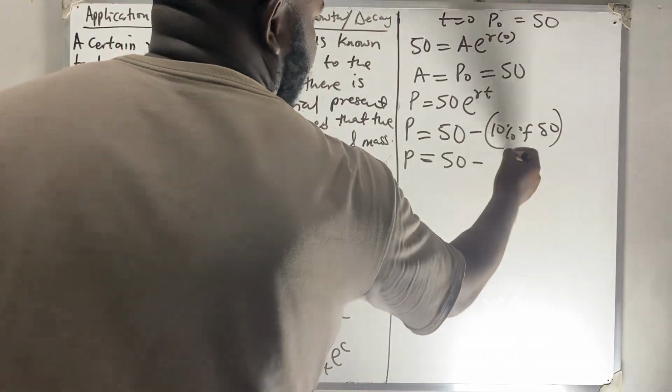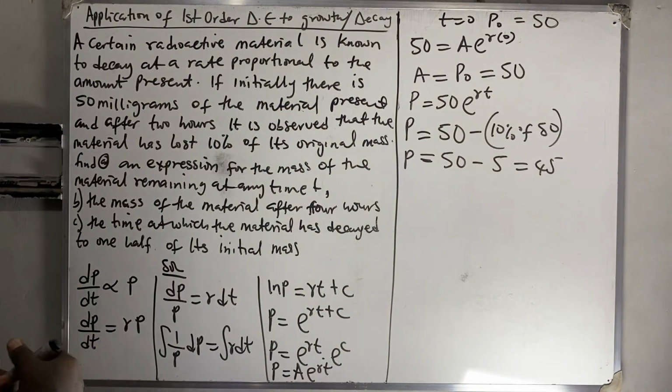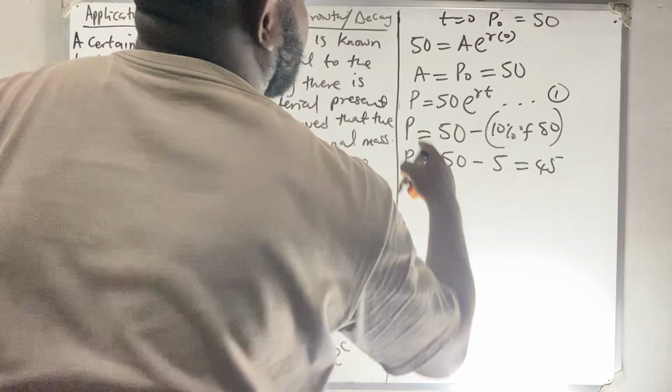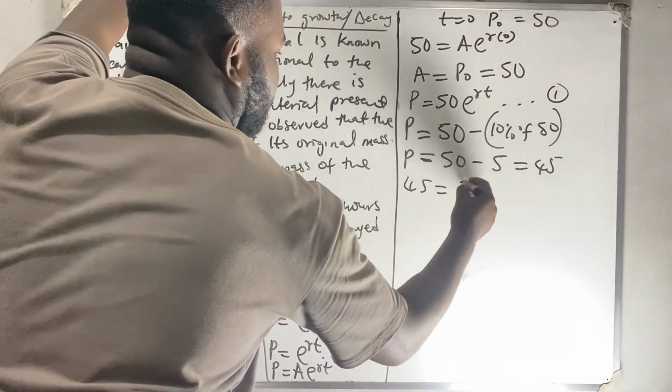50 minus 10% of this is 5. So we have 45 population left. Okay. So if we put it in our expression, this is our expression here. Let me call this expression equation 1. So if you put it in equation 1, you will see that 45 is equal to what?